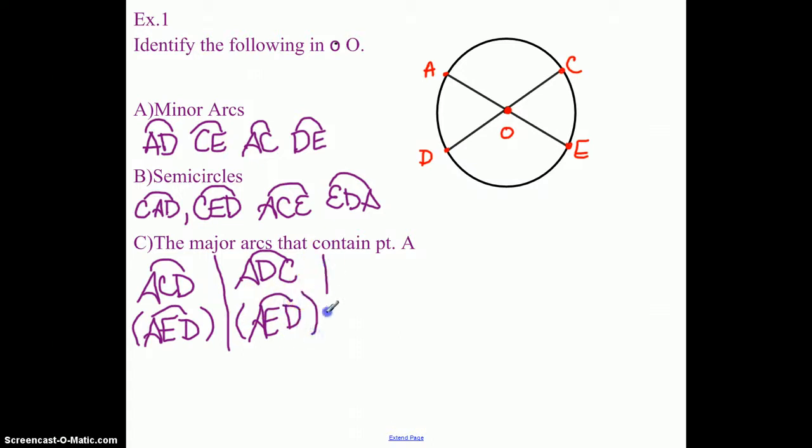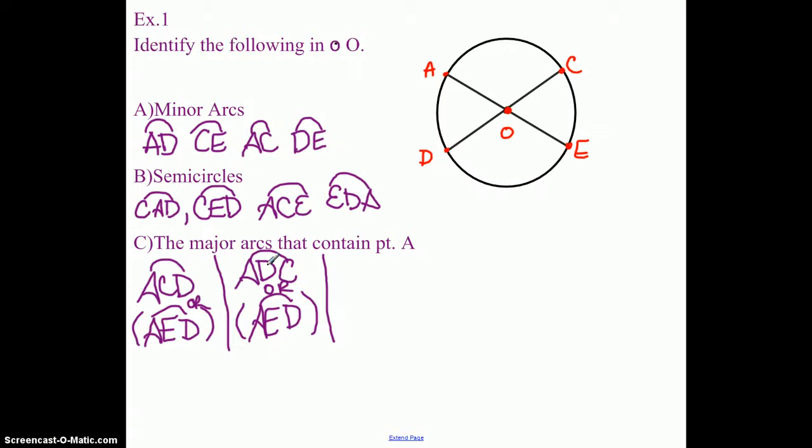One of the things that's pretty important when you're naming these is you want to make sure that if you're naming something, you want to have a point in between if you can. Like if I did AD and that was all I wrote, I wouldn't know really if I was going this way or this way. Most of the time they're going to assume if you're doing AD that you're only talking about the minor arc. Most of the time if you're talking about a major arc, they're going to put another letter in the middle like we did here.